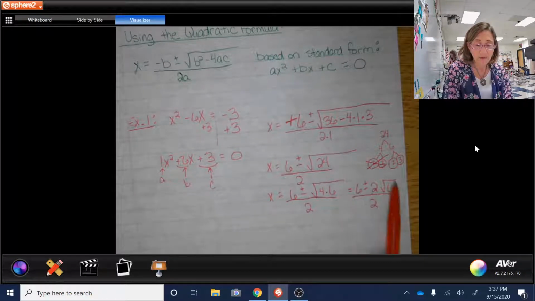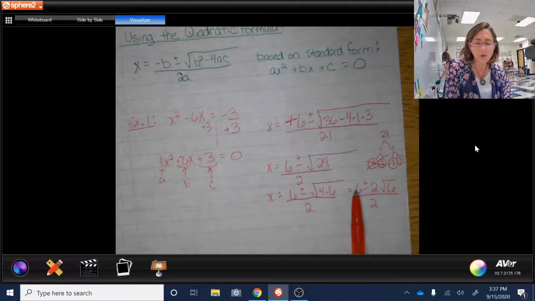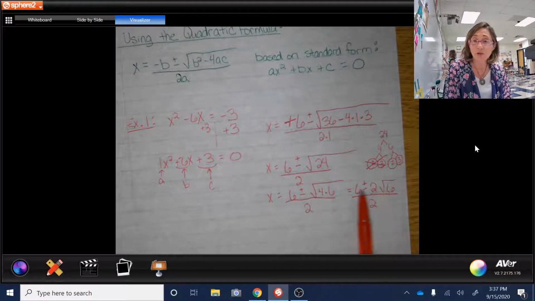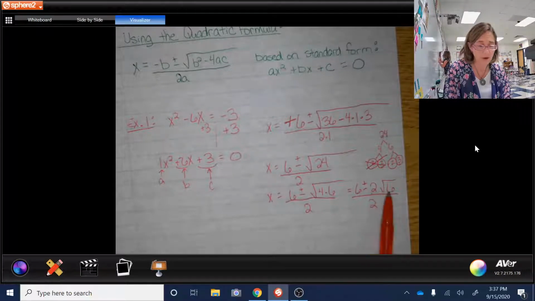So now if I look at this big fraction, I notice lots of even numbers. Do you see how all of these numbers out front are evens? What that means is I can pull a 2 out. I can use the distributive property in reverse in my numerator here.